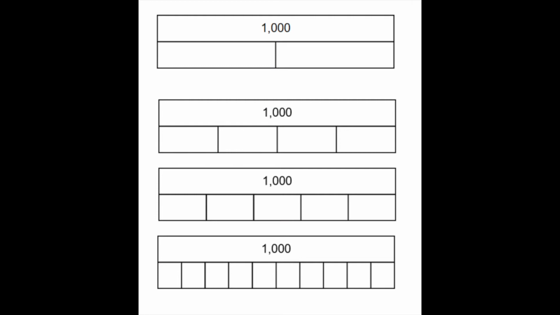Let's start off with these. So as you can see, our whole is 1000, that's at the top, and then underneath each bar is split up into different size segments. See if you can fill in the missing blanks for each segment.